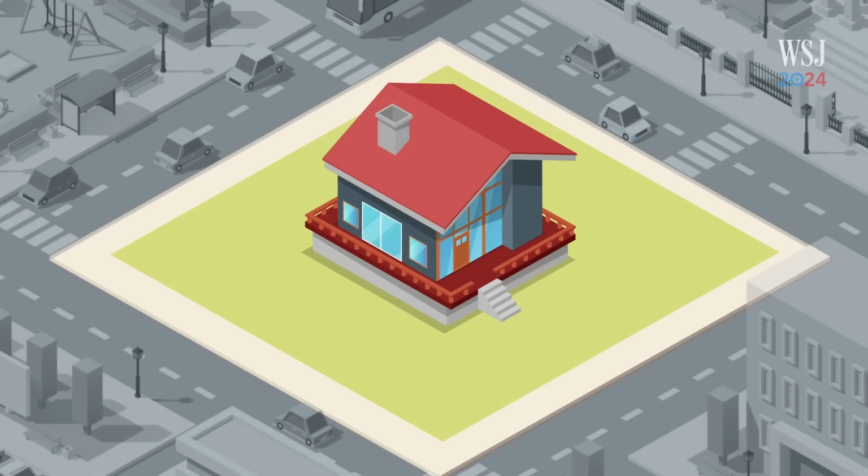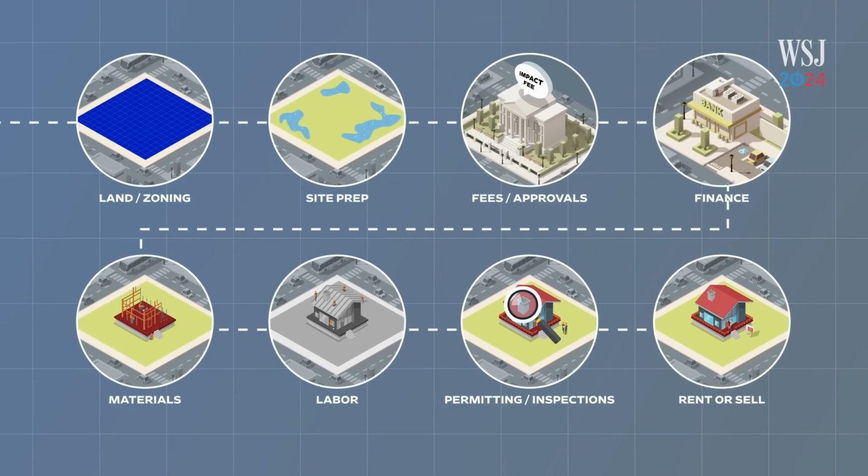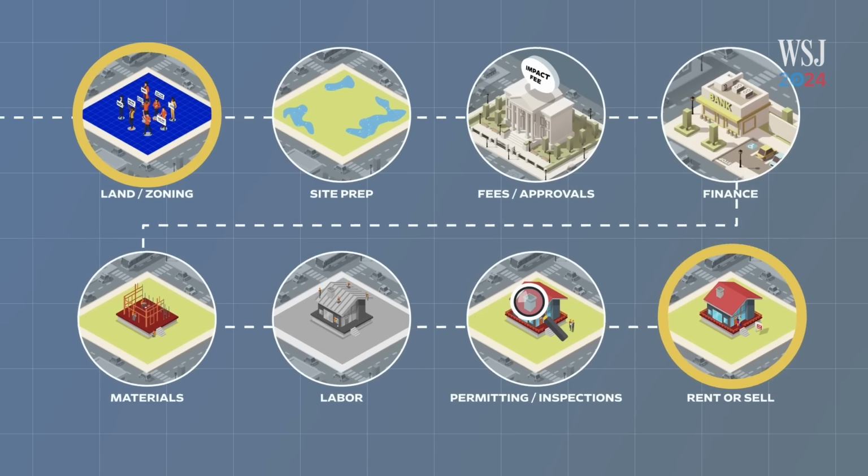Once you get everything inspected and approved, you can finally sell or rent that house. You did it. But for it to be affordable for this family depends entirely on this process and how much each step costs. So here's where the 2024 candidates' plans come in. Former President Donald Trump wants to focus on these steps, especially here.